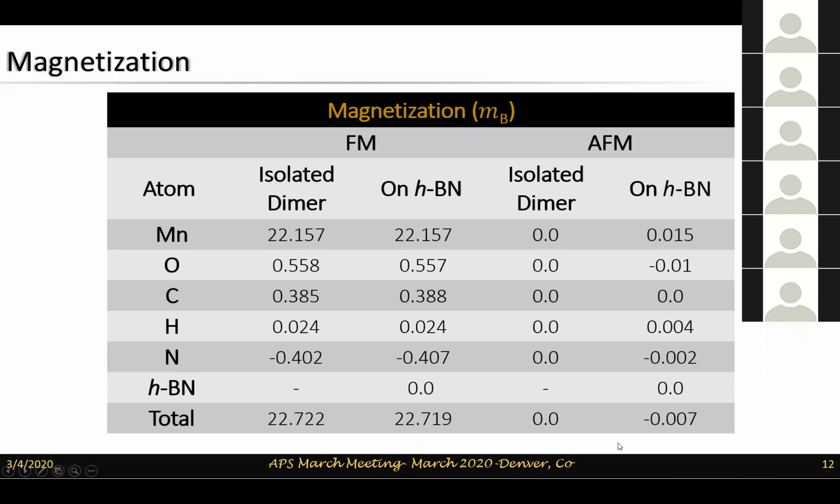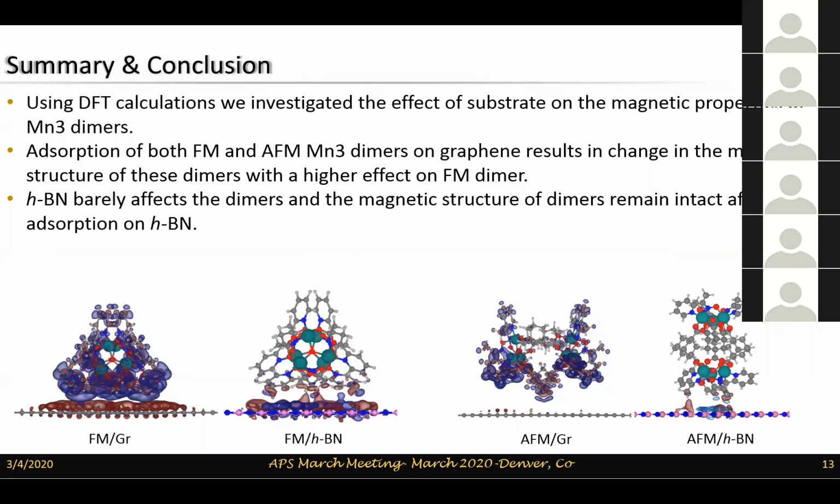So this is my summary of what happens to the magnetization. I should just say that not much happens in terms of the magnetization. And that brings me to the last slide, which says that we investigated the effect of the substrate. In both of these, the molecules adsorb and seem to be stable on the surface. The boron nitride actually affects the molecules much less than graphene, but even graphene does not distort the magnetic properties too much. So thank you.